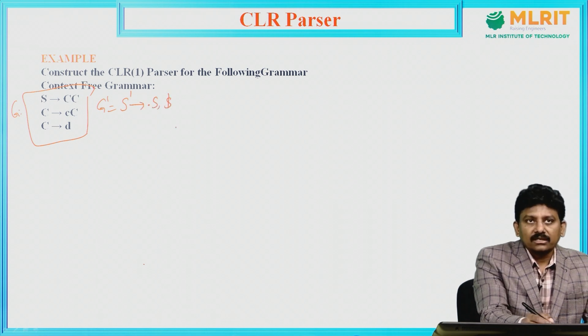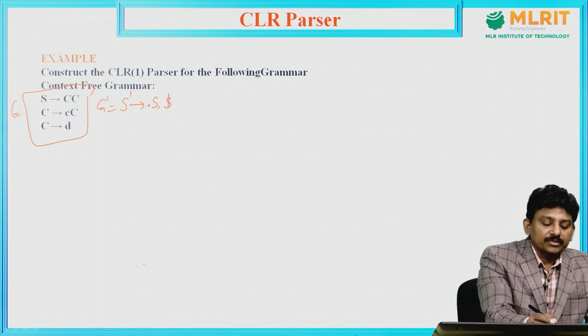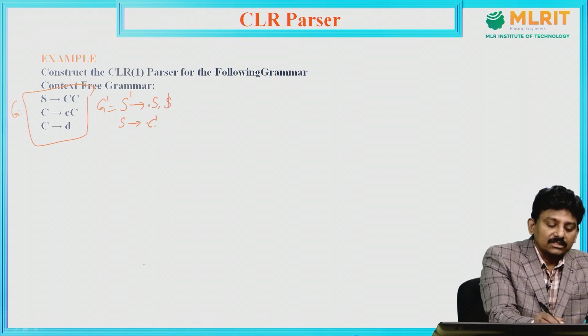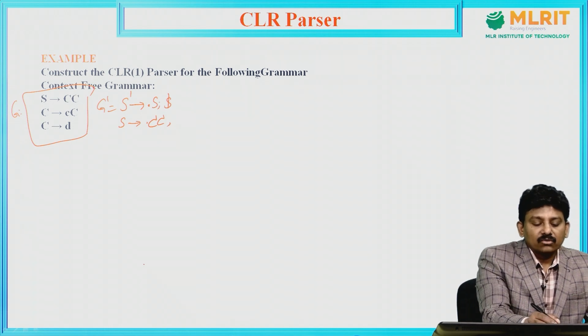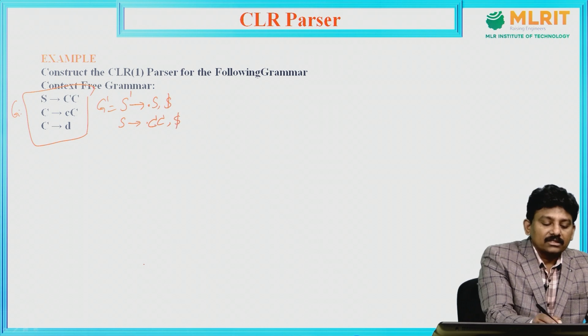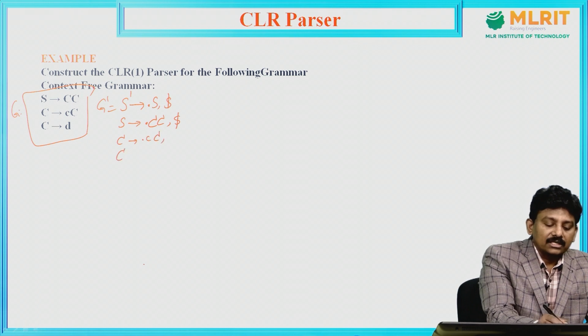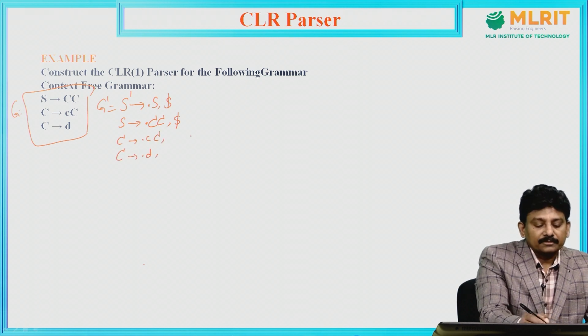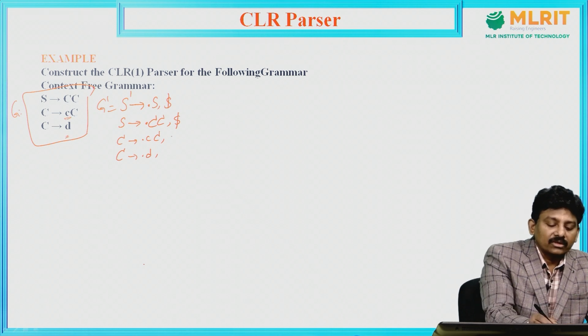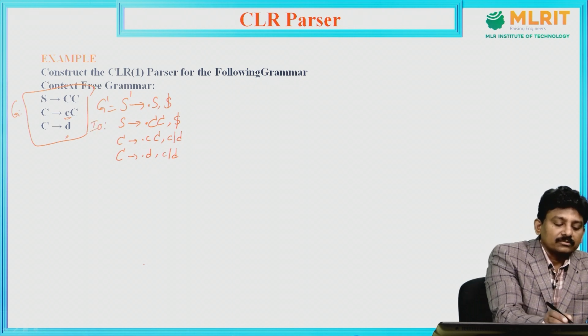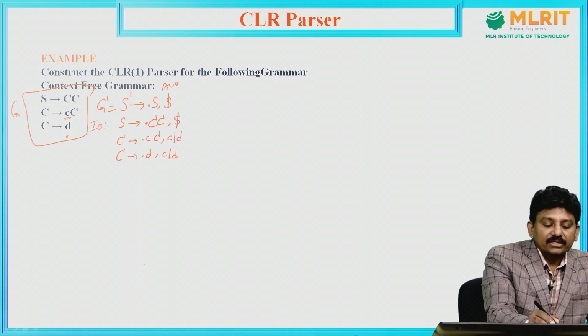Dollar is the lookahead, the end-of-string lookahead. Because dot is preceding S, add the S rule, S derives dot CC. Here no variable is following S, so the lookahead is the previous lookahead, that is dollar. Dot is preceding C, so add the C rules: C derives dot c C, C derives dot d. Here C is a variable following this C, so find first of C. First of C is c and d, so the lookaheads for these are c or d. This is item number 0, the augmented grammar.